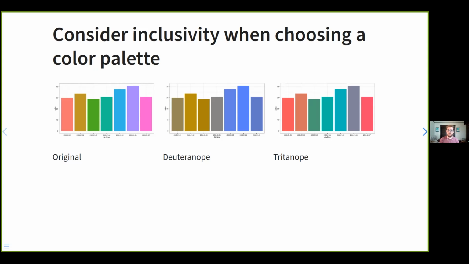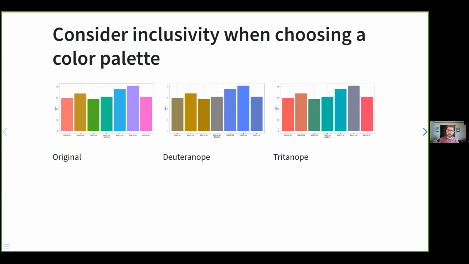I used them to generate these plots here. You can see the original on the left, as well as two different versions simulating what the color would look like if you had different kinds of color blindness. And you can see that it becomes a lot harder to distinguish, especially this blue and purple here in this particular type of color blindness. And so if you're using that to help people understand differences in your data, it may be really hard for somebody with color blindness.